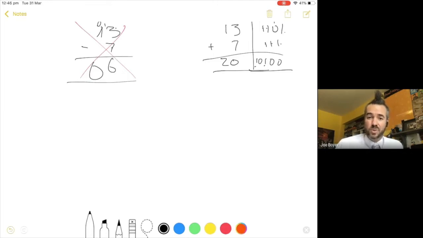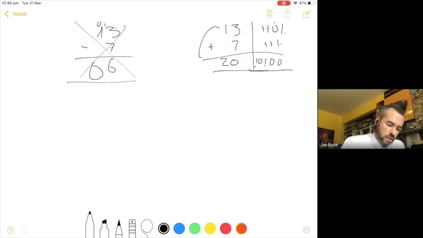So we can add two numbers in 2's complement, and even if one of them's negative, it'll still just give us the right answer. It's one of the magic things about 2's complement. So let's start by working. I'm going to do this 13 and 7, but I'm going to do them as 8-bit 2's complement.